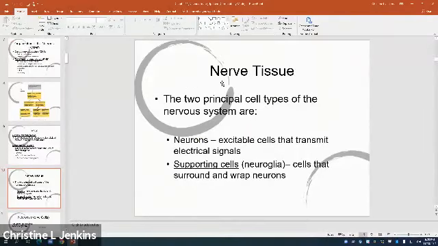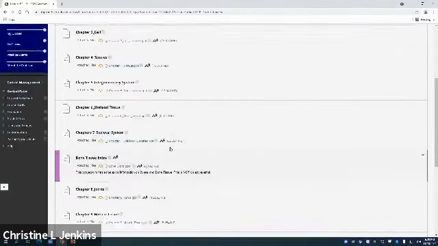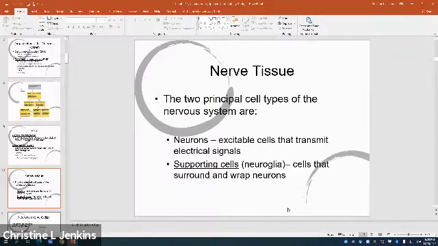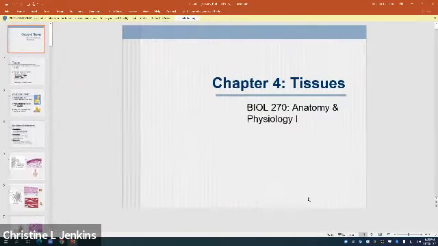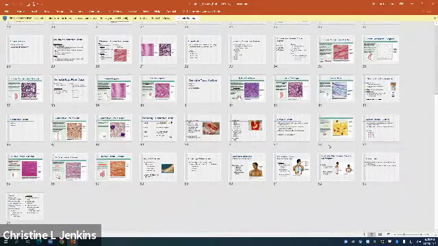I always forget to put this picture in here. So let me go pull it up real quick. I'm going to go back to the tissues. Let's remind ourselves of what the nervous tissue looks like. You remember? Does this feel like forever ago?